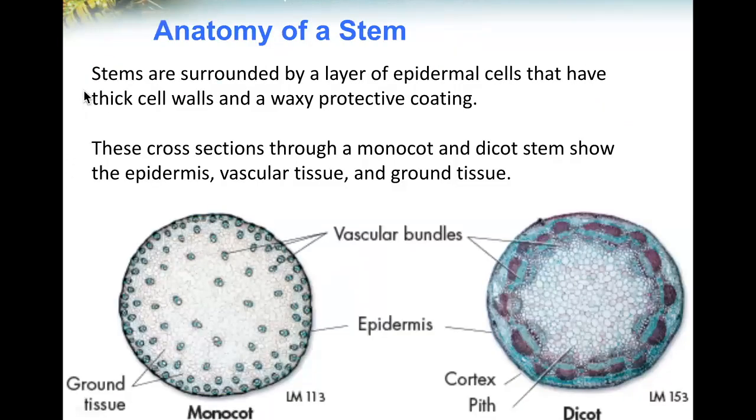Stems are surrounded by a layer of epidermal cells that have thick cell walls and a waxy protective coating. These cross sections through a monocot and a dicot stem show the epidermis, vascular tissue, and ground tissue. Vascular bundles are little tiny ones here in the monocot. They're quite large in the dicot. Epidermis, the outside layer. Ground tissue, the gray portion. And the cortex and pith, which are also in dicots.